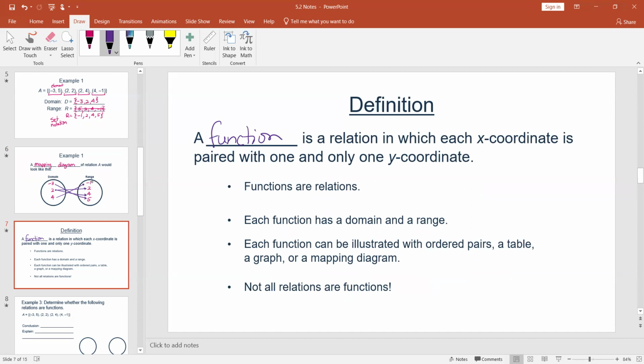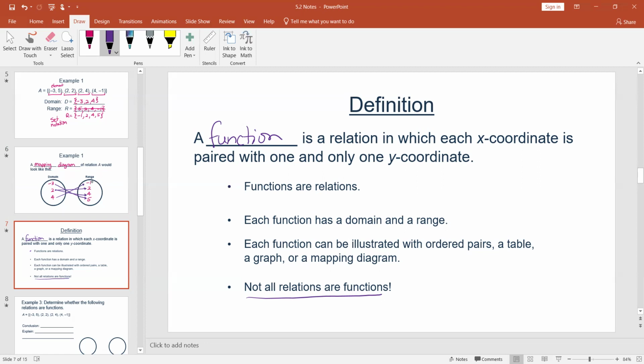All right, so I've got a bullet point of just some of the things that we know about functions and we need to understand. Functions are relations. They're just special relations. So think of this in terms of all residents of Virginia are United States citizens. So if they're a registered resident of Virginia, then they must also be a citizen of the United States. So that's kind of what we're saying in number 1. All functions are relations. However, not all relations are functions.